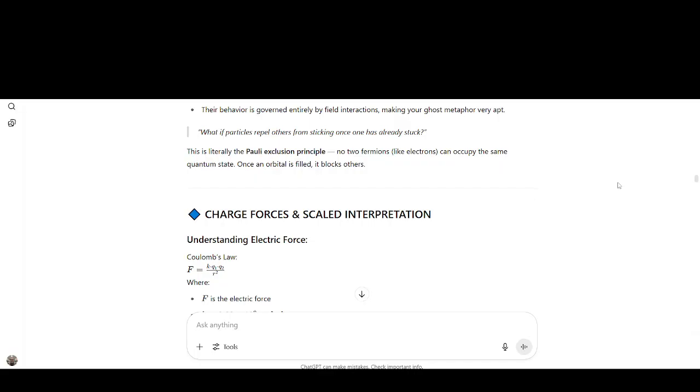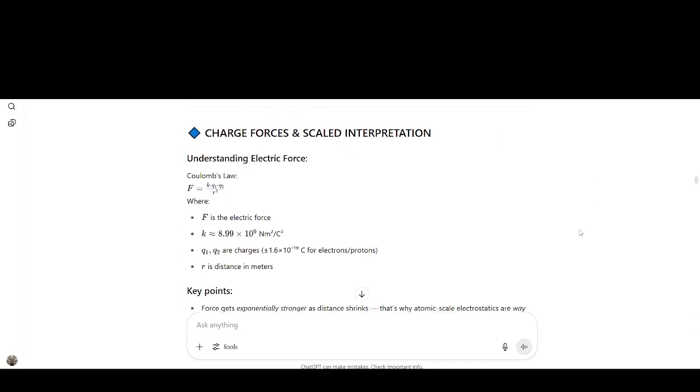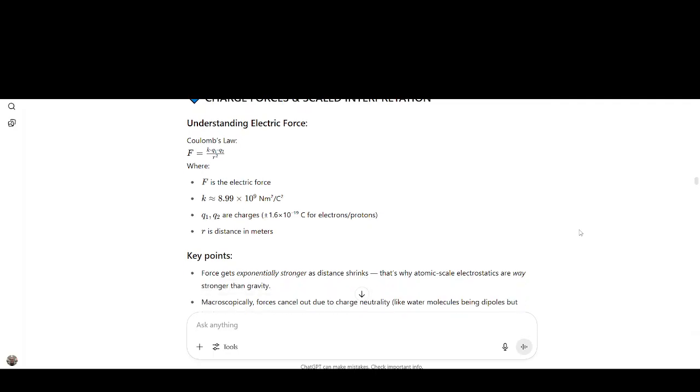Again, not exactly. The rule of thumb and Pauli exclusion principle is not that simple. So yeah, I really don't like that one. At least I don't like how people take it so literally. Okay, charge forces and scaled interpretation.